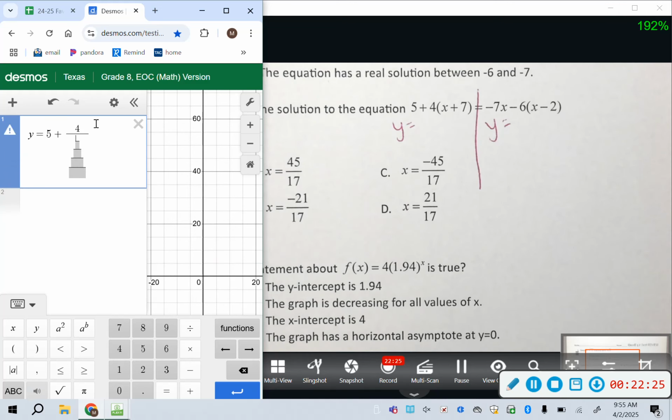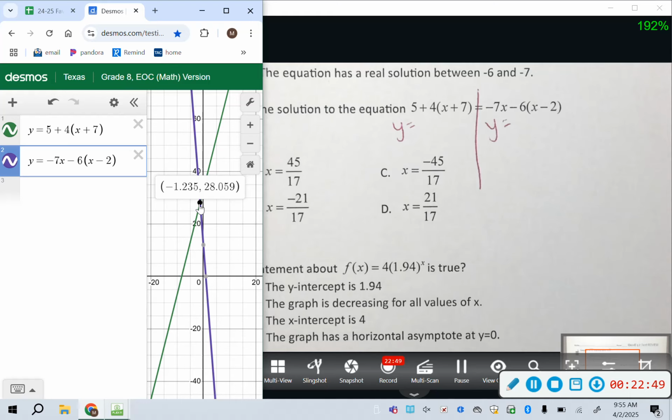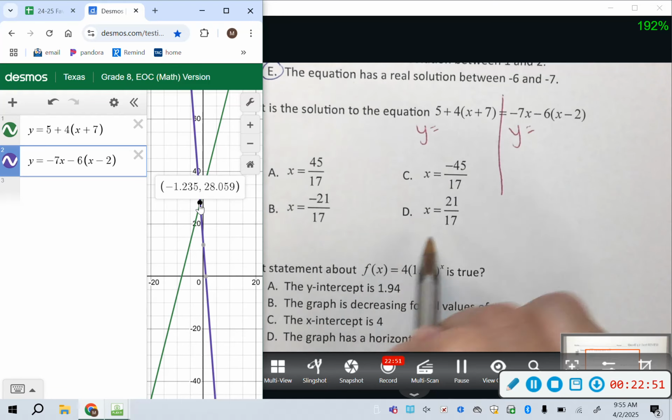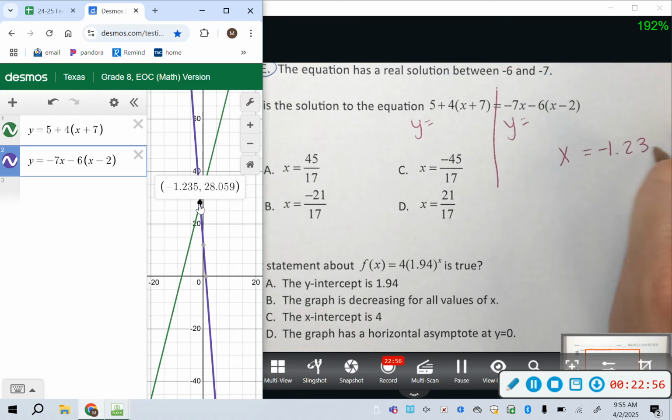I don't know what I just did. X plus 7. Okay, there's the left side. So then we type the right side. Y equals -7x minus 6, parentheses, x minus 2. And I'm going to see where they touch. So remember, x is always our answer. So I get x equals -1.235.